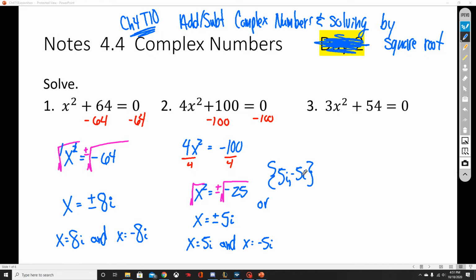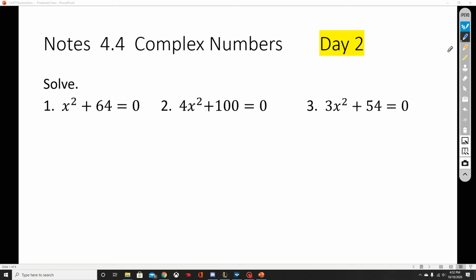You may see it like this as well, negative 8i and 8i. You may see it as a set of solutions as well, so that's possible too. Honestly, I don't care how you write it, as long as you know what we're talking about here. You can do it this way or this way. If you are one of those people that want to be exact, the best way to do it is a set of solutions.